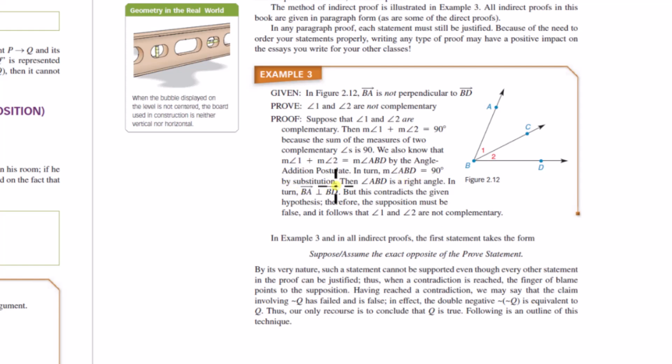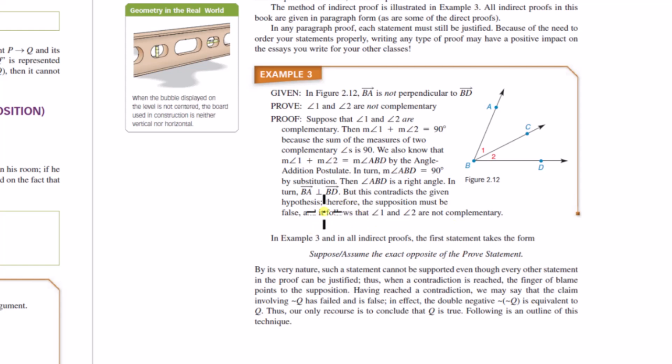So in that case, we know that angle ABD is a right angle because that's the definition of a right angle. It's 90 degrees. But in turn, that means that ray BA and BD must be perpendicular, because that's a consequence of two lines being perpendicular, that the angle between them is 90 degrees. But this contradicts the given hypothesis. Therefore, the supposition must be false, and it follows that angle 1 and angle 2 are not complementary.